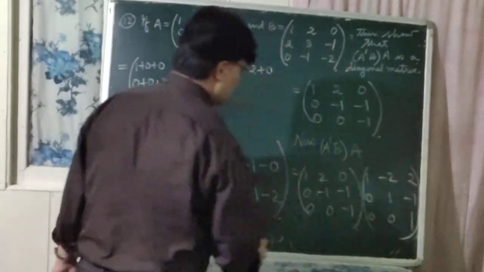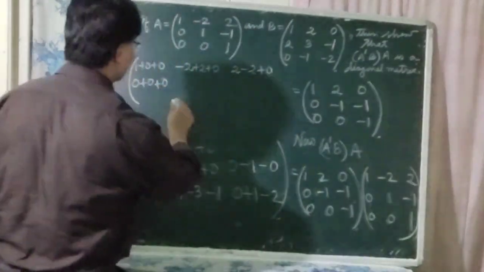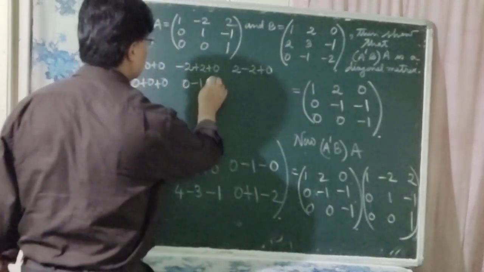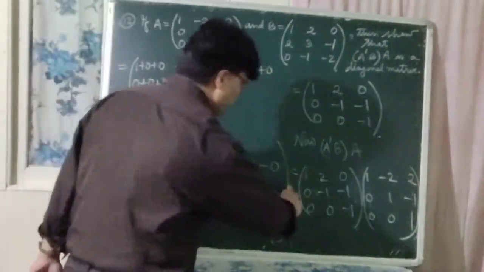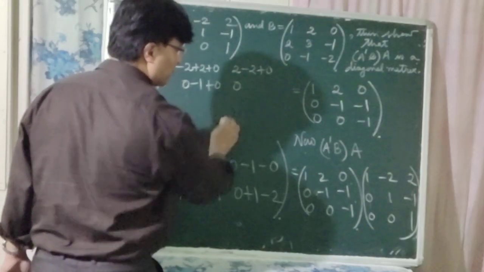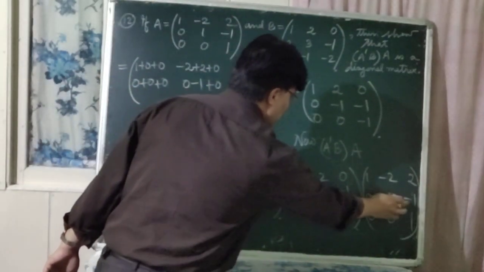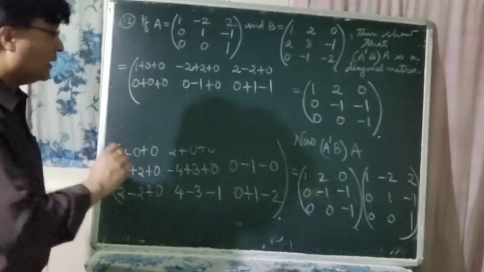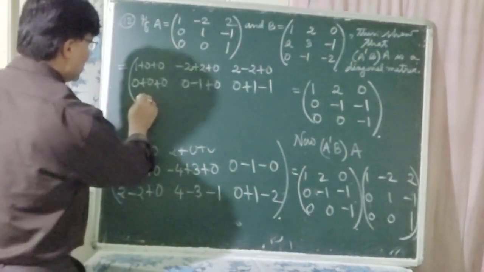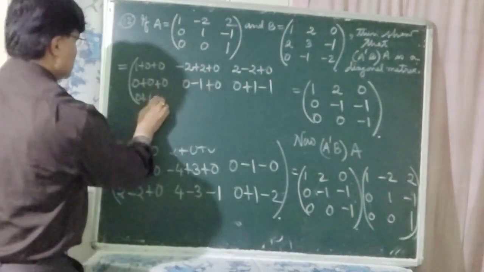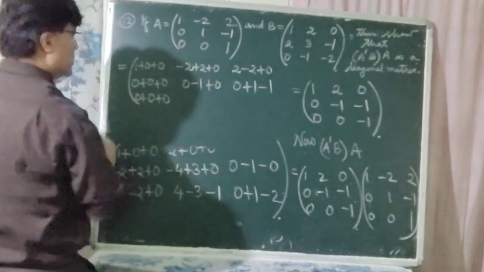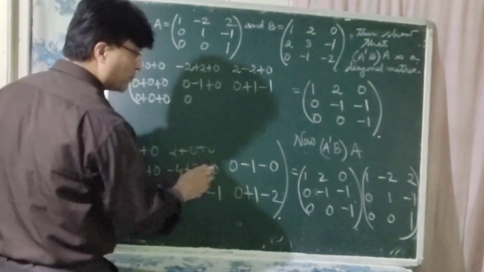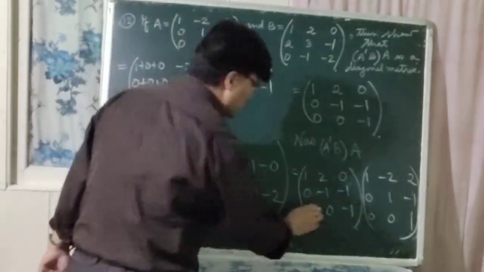Next, second row by second column: 0 into minus 2, 0, minus 1 into 1, minus 1, minus 1 into 0, plus 0. Next, second row by third column: 0 twos are 0, 0 twos are 0, minus 1 into minus 1, plus 1, minus 1 into 1, that is minus 1. Again, third row by first column: 0 ones are 0, plus 0 zeros are 0, plus minus 1 into 0, that is always 0.